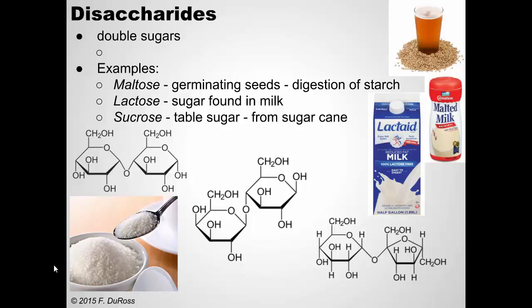So a monosaccharide is one simple sugar. Disaccharide, di means two. So these are double sugars. These are larger sugars that are synthesized by combining two of those monosaccharides. And the formula for all of these disaccharides is C12H22O11. So again, you see there's still that 2-to-1 ratio between hydrogen and oxygen that hasn't changed.